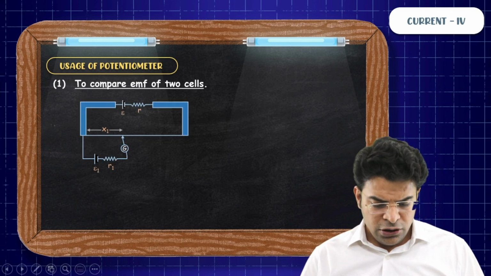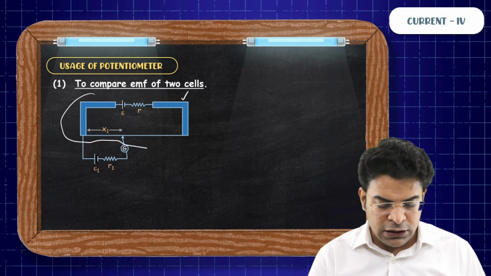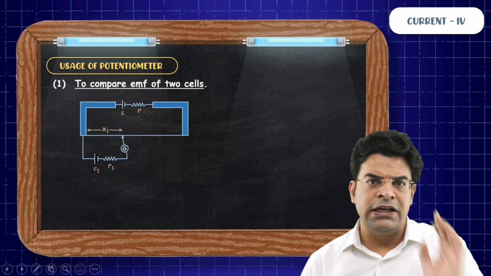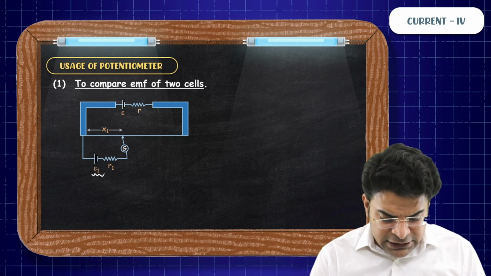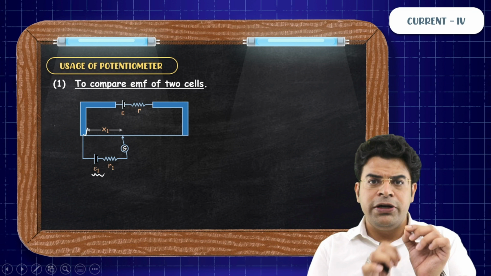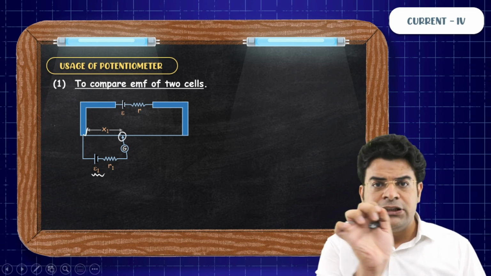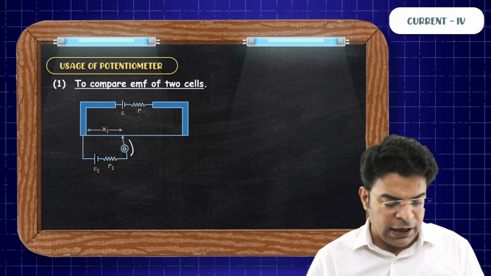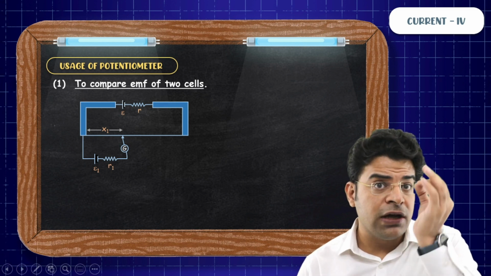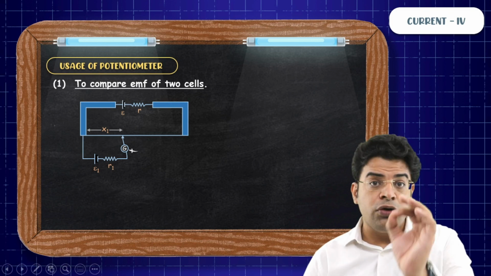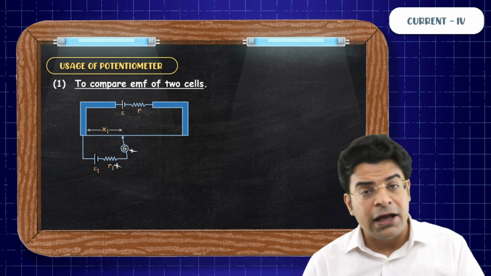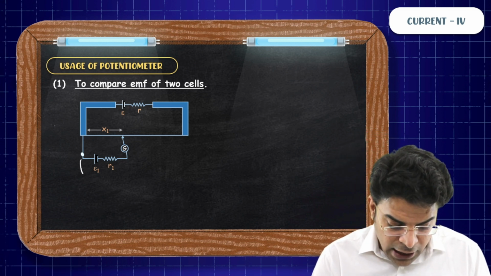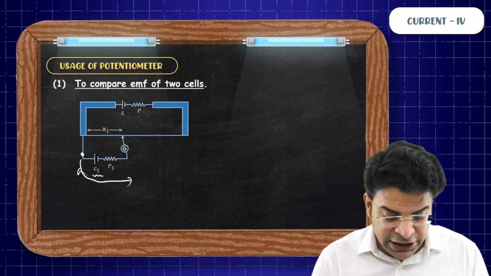Let's say you have got this potentiometer circuit. This is called the primary circuit. You want to compare the EMF of two cells. So you connect the first cell with the potentiometer and find out the balance point. What is the meaning of balance point? The point for which no current flows through the galvanometer. When no current flows through the galvanometer, the potential drop across the galvanometer will be zero. The potential drop across the internal resistance of the cell will be zero. So the potential drop across the cell will be nothing but its EMF.